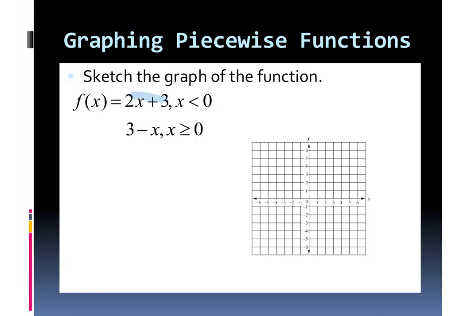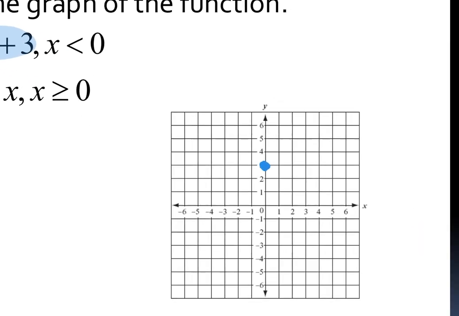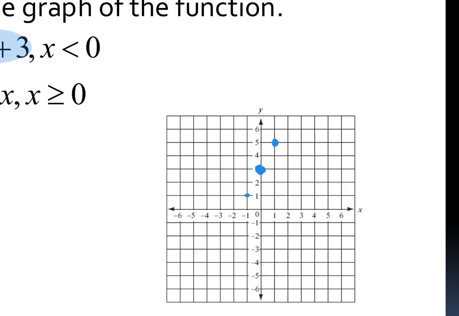So the first one I'm going to graph is f of x equals 2x plus 3, which is a line. The y-intercept is 3, so I go up to 3 and I put my y-intercept. And my slope is 2, which is 2 over 1. So I go up 2 to the right 1 or down 2 to the left 1. And I draw the line. So I graph it in its entirety.